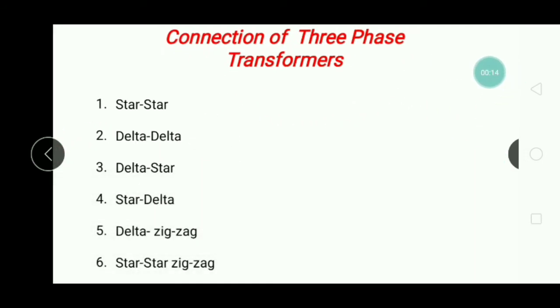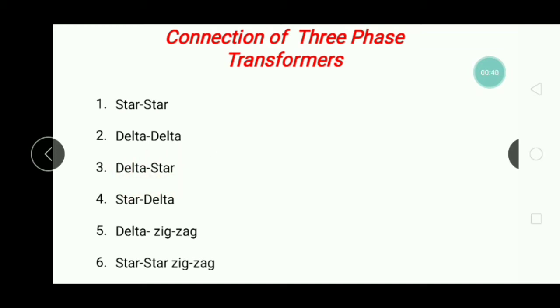Okay, so winding of the transformer can be connected in star or in delta. So primary winding can be connected in star or delta, and the secondary winding can also be connected in star or delta. So four types of connection are possible. First is star star, second is delta delta, third is delta star, and fourth one is star delta.